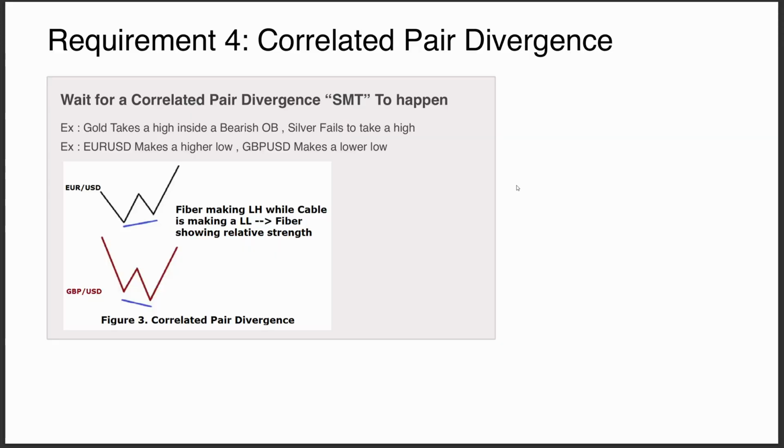After we get a signature of reversal, which can be a change in the state of delivery or whatever, we wait for an SMT, which is a correlated pair divergence, to happen. A pair divergence or SMT means if Euro makes, for example, a higher high, GU makes a lower high, and if it makes a higher low, GU makes a lower low, and so on.